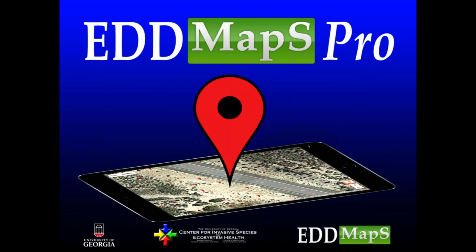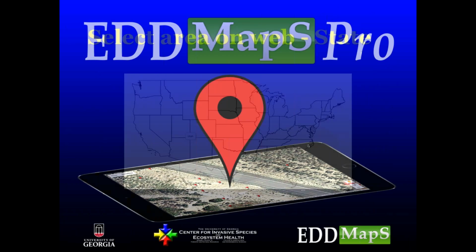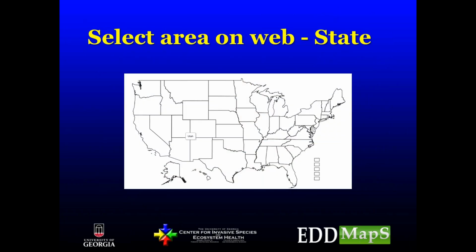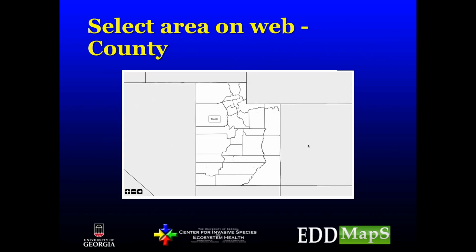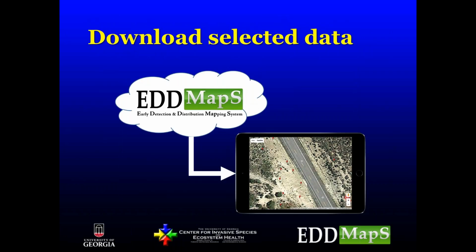So EDDMaps Pro is what we're really here for, and I'm going to get into the details of that in just a second. But an overview of EDDMaps Pro: the concept behind it was most people work in a county, or in a couple of different counties. So we said, okay, let's take the county example. Let's choose a county on the map, download all the data for that county onto a device, and then when you're out in the field, you can see all the existing data for that county.